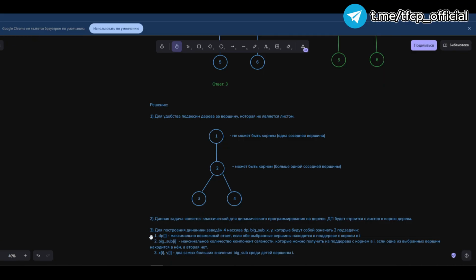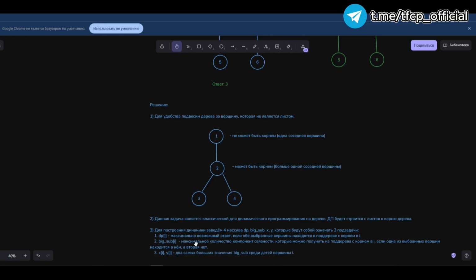What arrays do we have? And to the maximum, what subproblem will this be? Maximum dp[A] will be equal to the maximum possible answer to the given problem if both selected vertices A and B will be located in the subtree with root at A. There will also be an array called big sub.